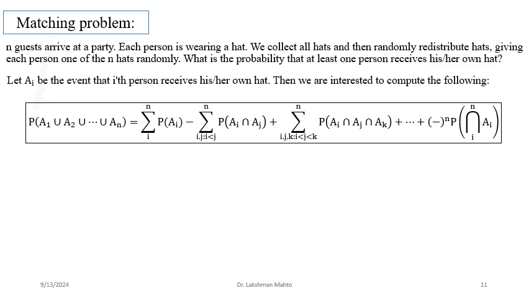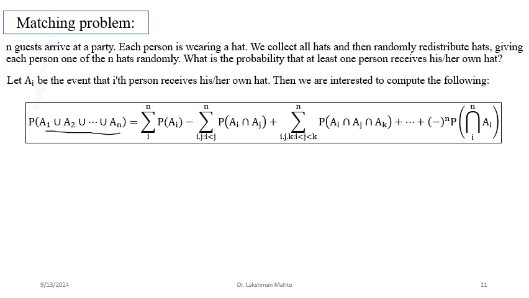So here it is all about defining events. Call A_i the event that the ith person receives his or her hat. Then we are interested in computing the probability that at least one person receives his or her own hat. That means A1, the first person receives his own hat, A2, the second person receives his own hat, An, the nth person receives his own hat. So it is the union of A1, A2 up to An. At least one person receiving their hat means this event. This is the desired event, and we want to compute its probability.